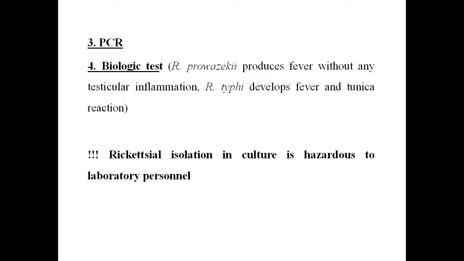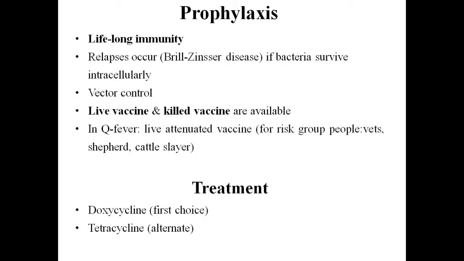And once more, I should say that rickettsial isolation in culture is hazardous to laboratory personnel. In a clinical laboratory, we may detect antibodies, but isolation in animals, isolation in culture is very, very dangerous. What about prophylaxis? Firstly, these bacteria produce lifelong immunity, but relapses may occur. You know about it, it's Brill-Zinsser disease, if bacteria survive intracellularly, if the disease was not treated, was not finished completely.